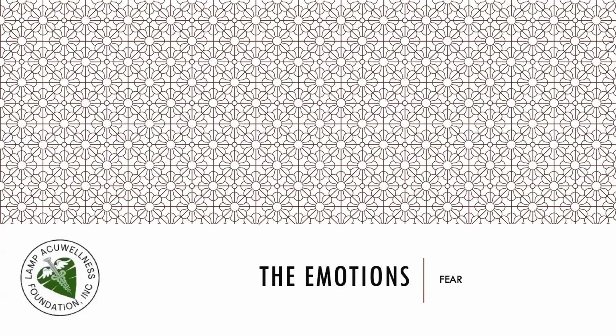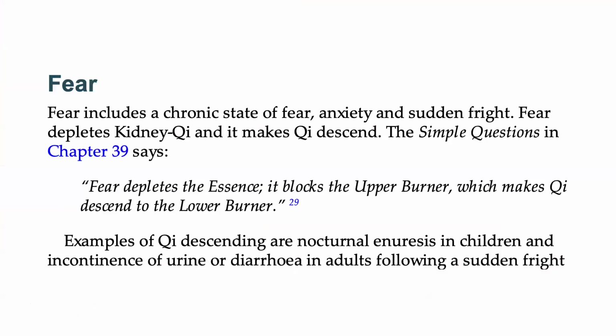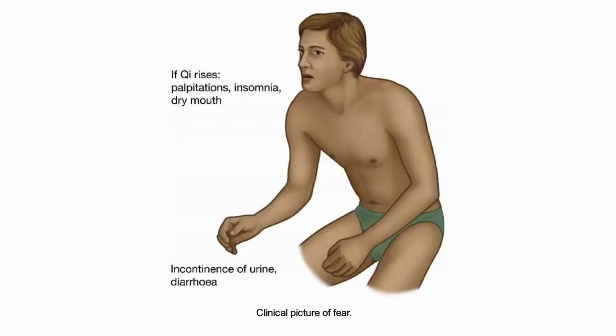Now let's talk about fear as part of our lecture on the emotions. Fear includes a chronic state of fear, anxiety, and sudden fright. Fear depletes kidney qi and it makes qi descend. The Simple Questions, chapter 39, says, fear depletes the essence. It blocks the upper burner, which makes qi descend to the lower burner. Examples of qi descending are nocturnal enuresis in children and incontinence of urine or diarrhea in adults following a sudden fright. So here we see a clinical picture of fear.